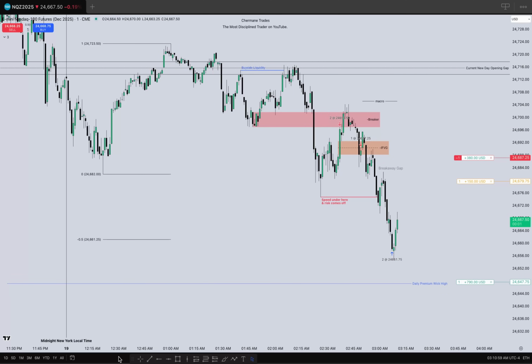So here I'm annotating that buy side that forms the breaker. There's that liquidity pool. We move away, come back, run out the buy side, and then that's your breaker formation.